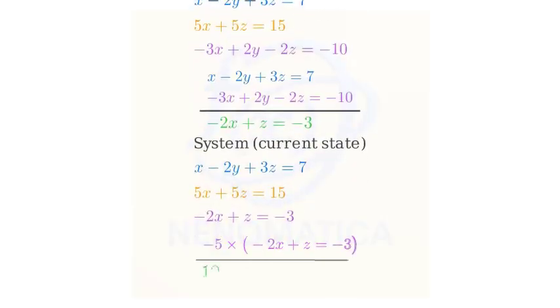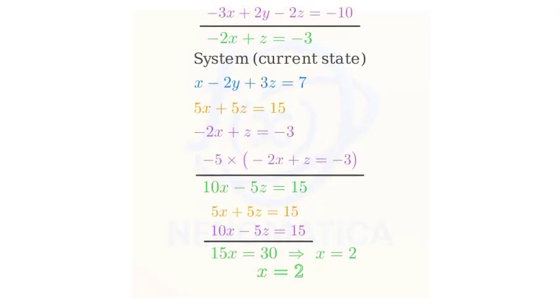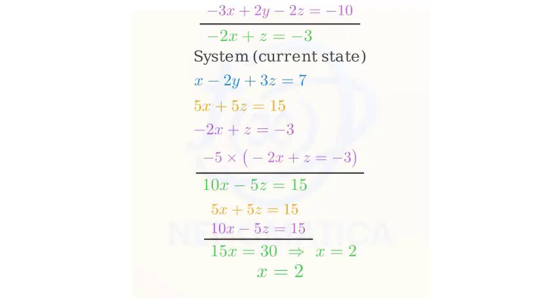To eliminate z between the last two equations, multiply the third equation by negative 5. That yields 10x minus 5z equals 15. Add the second equation and this scaled third equation. Z cancels perfectly, and we get 15x equals 30, which means x equals 2.